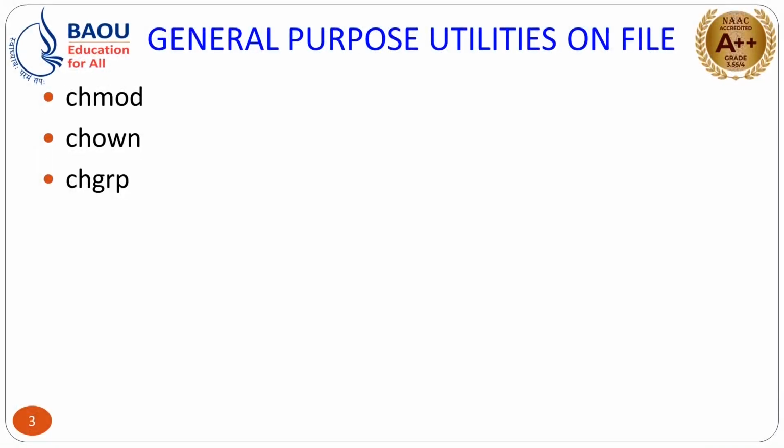Second, we discussed chown, that is change ownership. Whenever you are creating some file or directory, it is related with some specific user who has created that particular file. Now suppose you want to change that particular user or particular group. In that case, you are using these commands, that is chown, that is change owner, and the second one is chgrp, that is change group, right?